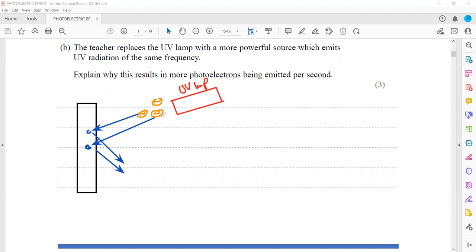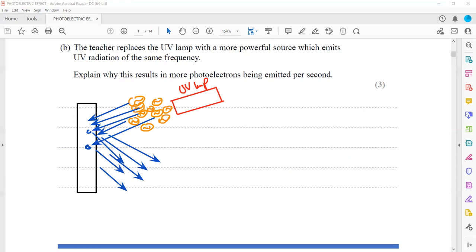What we just change is that we use a more powerful lamp in terms of energy. The energy, as the question mentions, remains the same. The only thing that happens is that the number of photons will increase. As we increase the number of photons, more particles of light strike the metal surface. So when we increase the number of photons, a greater number of electrons absorb energy and they will go out from the metal surface.